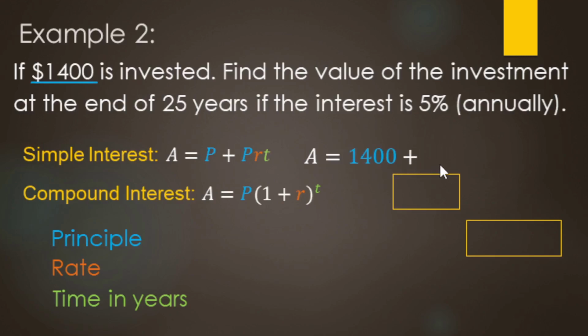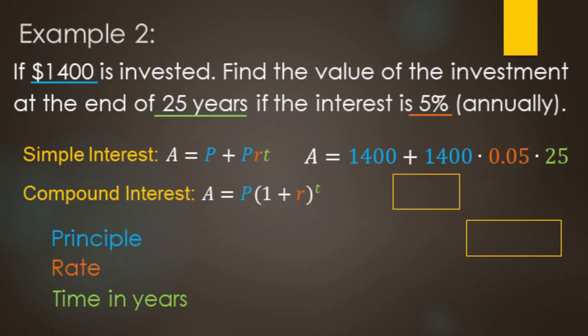So we got a 1,400 plus 1,400 there. Next up, we're going to replace the R with the rate as a decimal. So 5% as a decimal, 0.05. Just move that decimal place over 2 spots. And then next up is the T. That's going to be your time in years. That's going to be 25. Goes there, replaces the T there.